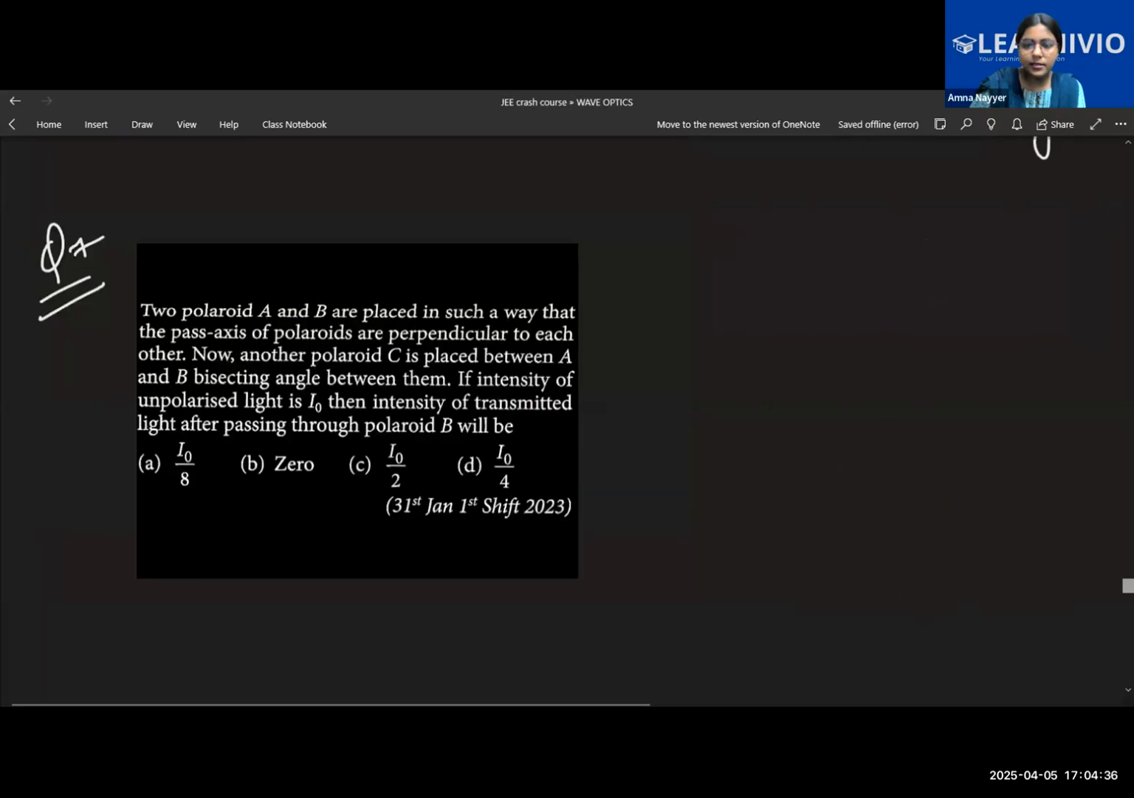Then let's come to the question. This is a question from your 2023 paper. It says two Polaroids A and B are placed in such a way that the pass axes of the Polaroids are perpendicular to each other. This is the normal case, when two Polaroids are kept like this. If a light ray is coming with some intensity I, what will be the intensity after the first polarizer? I by 2. Let's say it is I naught by 2.